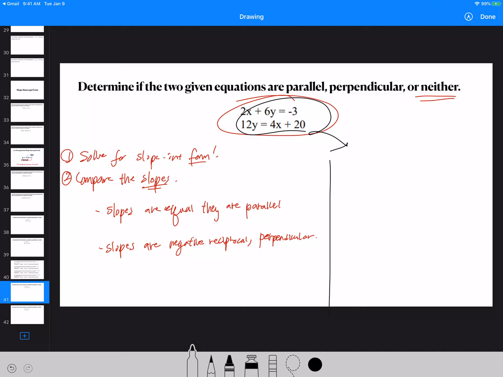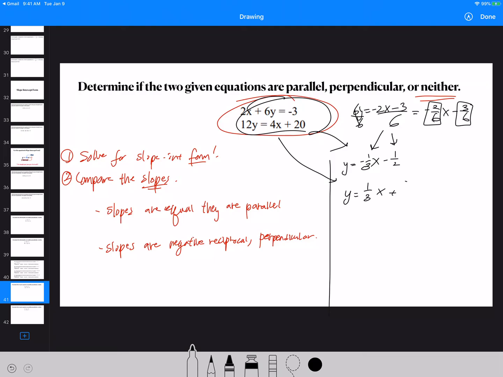Okay, so for the first one, you should get y is equal to -1/3 x minus 1/2. If you're wondering how you get that, you move the 2x to the other side of the equation, so you get -2x minus 3. Divide by 6, and you get -1/3 and -1/2. This is technically the same thing as saying -2/6 x minus 3/6, but you can always reduce these two fractions and get those two. And then for the second one, you get y is equal to 1/3 x plus 20/12, which is 5/3.